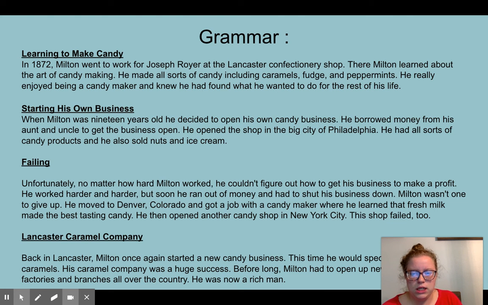Starting his own business. When Milton was 19 years old, he decided to open his own candy business. He borrowed money from his aunt and uncle to get the business started. He opened the shop in the big city of Philadelphia. He had all sorts of candy products, and he also sold nuts and ice creams.